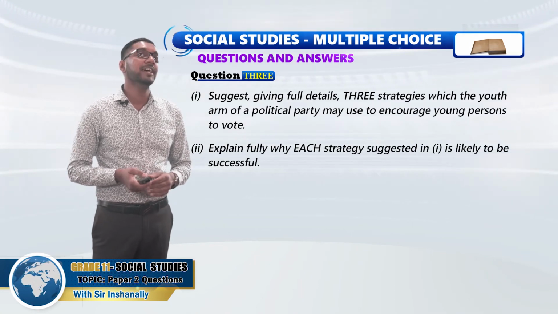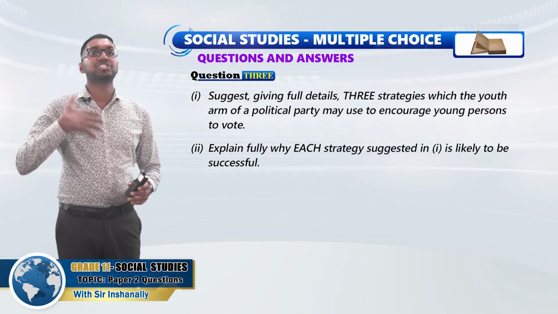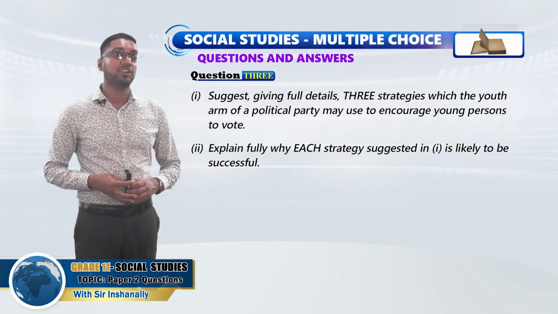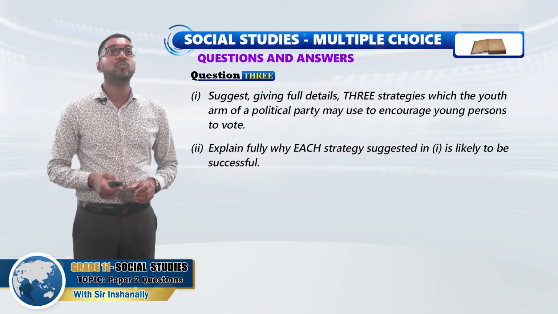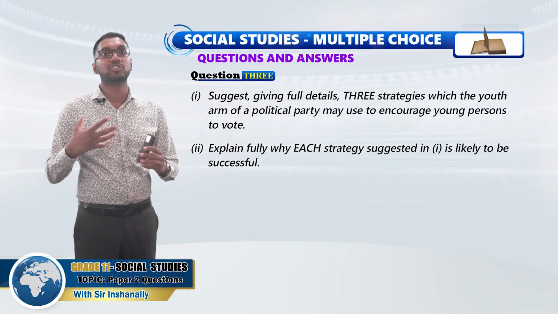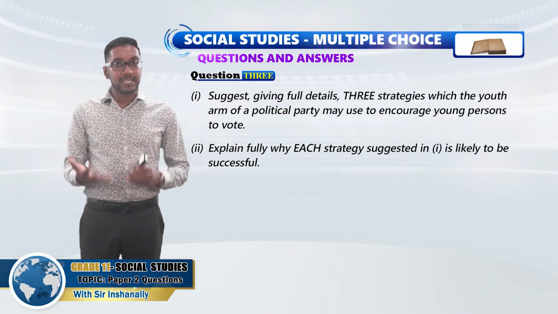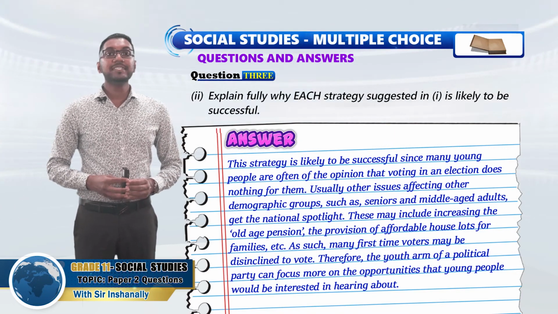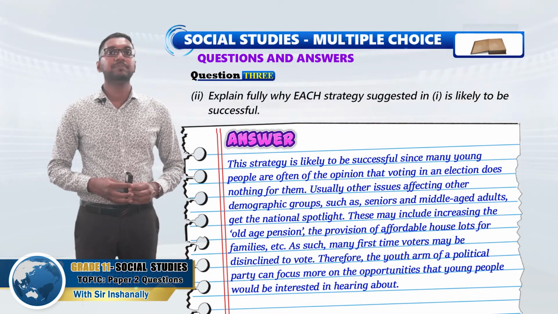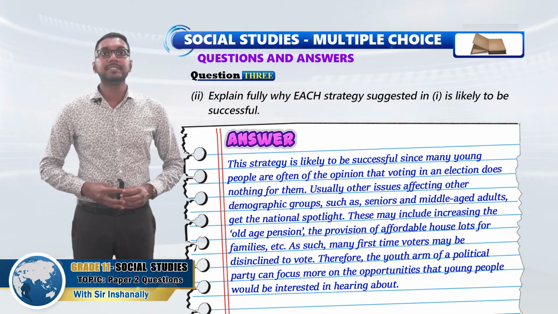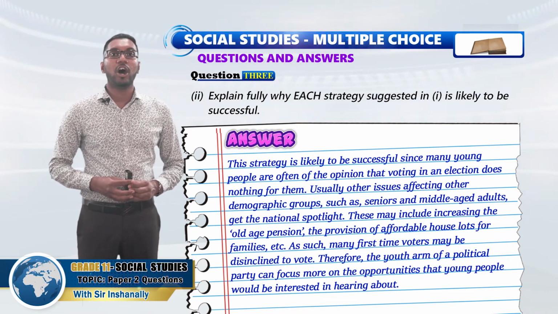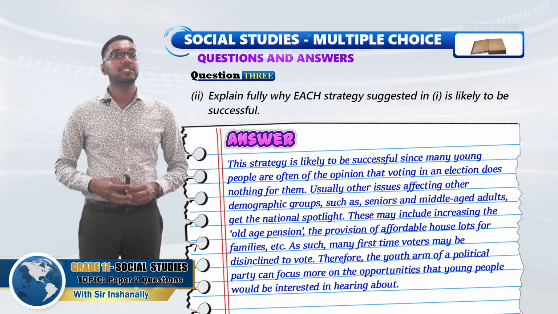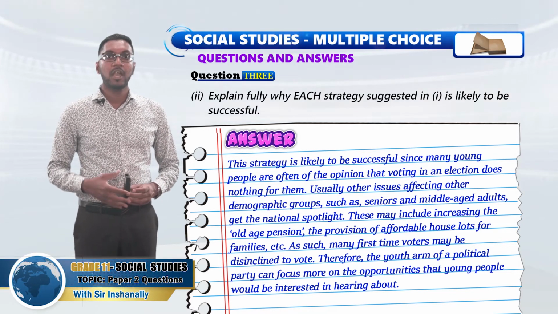Now, that's just one strategy. We have to justify that strategy. And I'm going to read a paragraph that I've written on why this strategy is going to be very successful. Here goes. This strategy is likely to be successful since many young people are often of the opinion that voting in an election does nothing for them.